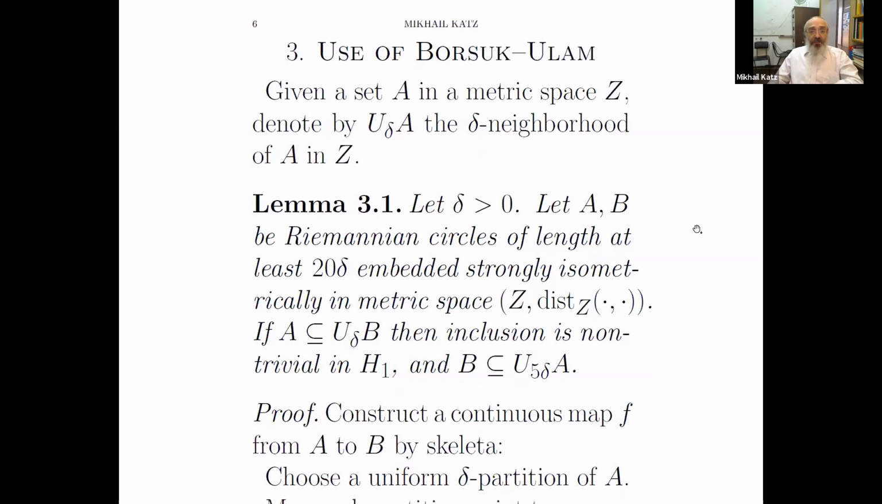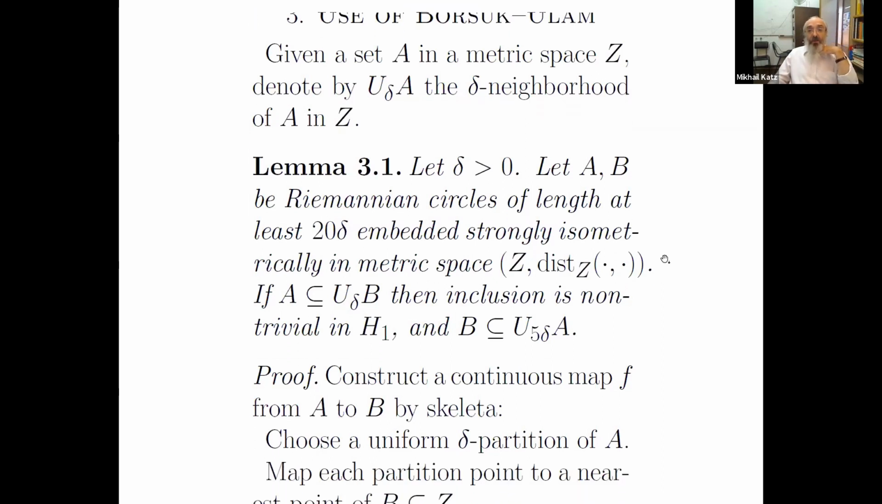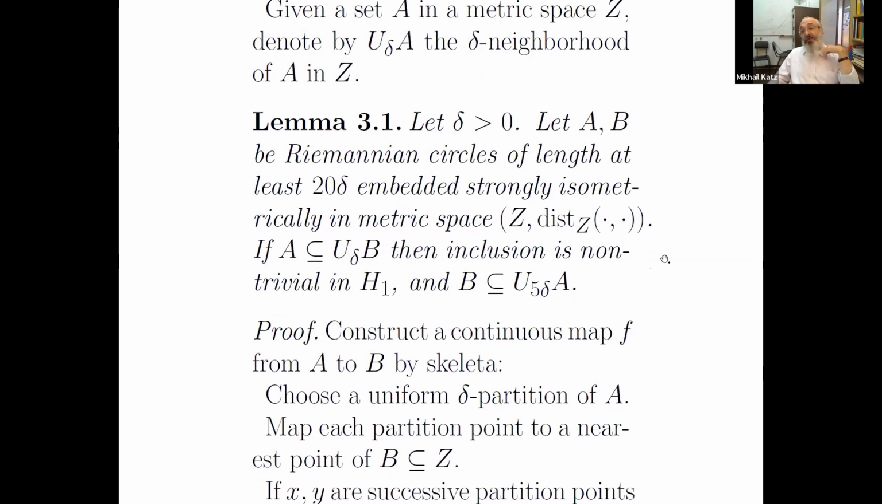Then the lemma says that if A is contained in a tiny neighborhood of B, then the inclusion of A into the neighborhood is non-trivial in homology. And B is also contained in the tiny neighborhood of A. Here we also call it delta, tiny. Delta is an arbitrary number here. We will prove this by a successive construction using skeletons.